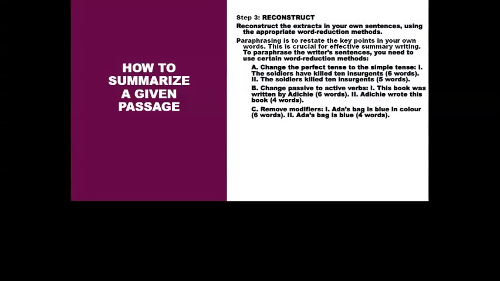C, remove modifiers. What are modifiers? Modifiers are words that are used to describe the keywords in a sentence. For example, Ada's bag is blue in color. We have 6 words. In fact, this does not only contain modifiers. The modifiers amount to what we call tautology in grammar: unnecessary repetition of the same idea or the same similar words or words with similar meaning.